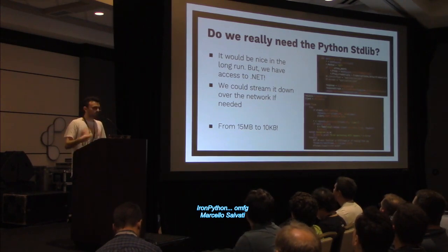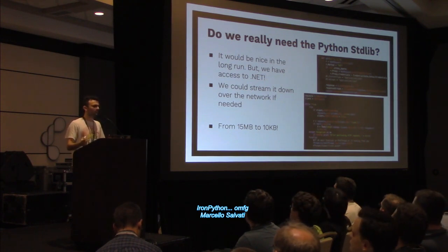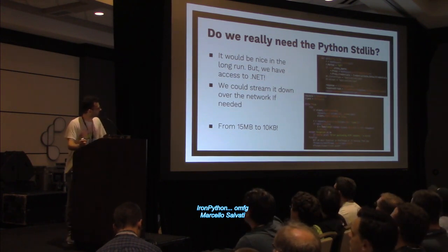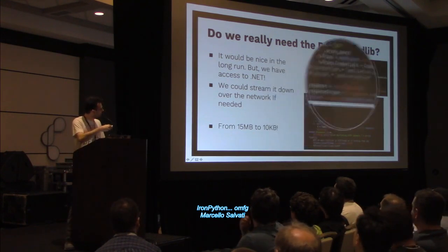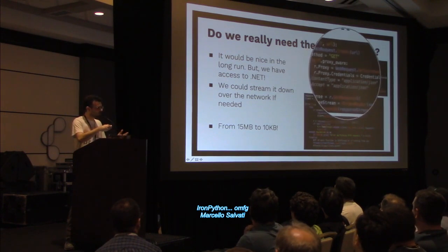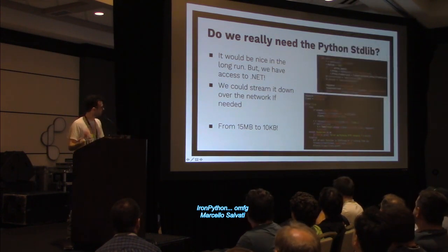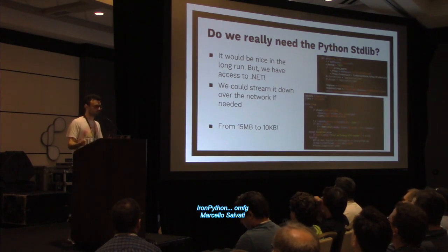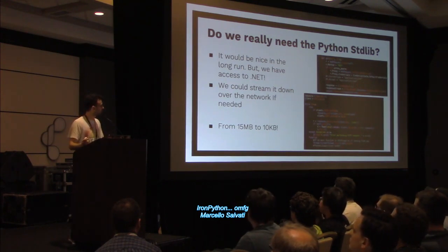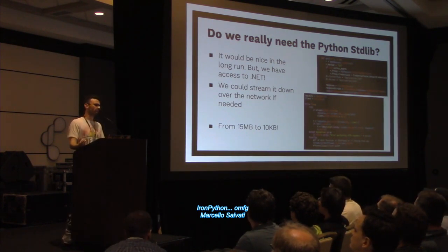So when I first started writing this, I thought to myself, do we really even need the Python standard library? Because we have access to .NET, we can just download stuff with .NET using WebRequest.Create. We can do everything that .NET does, only in Python. So do we really need the Python standard library? In the long term, that would be great, because it would be awesome to just push Responder down to it and run Responder on a Windows 10 machine. That'd be kind of cool.